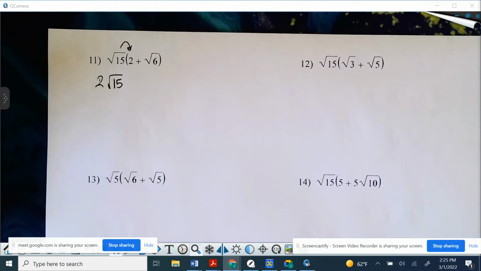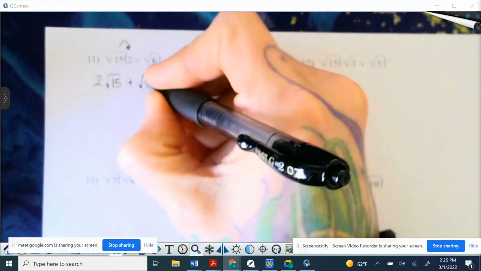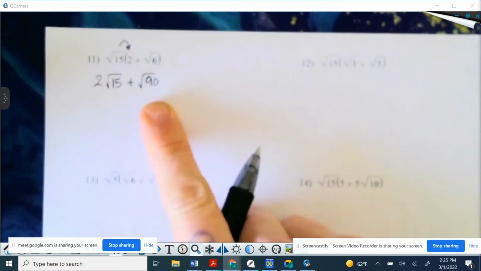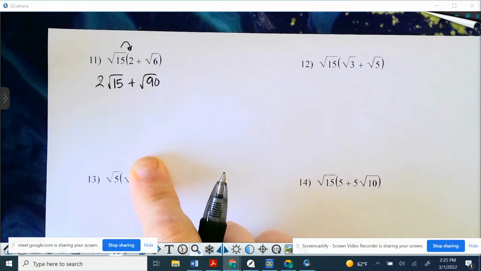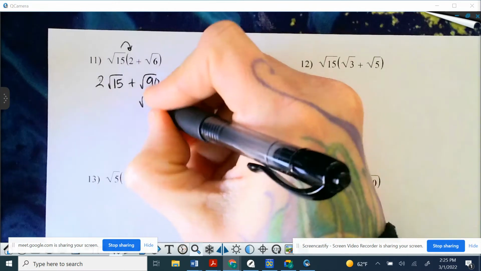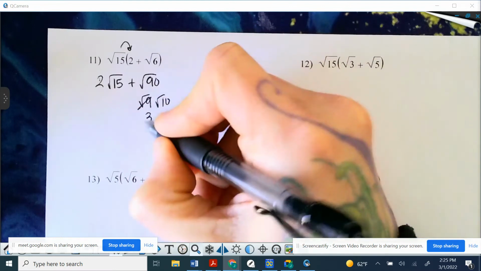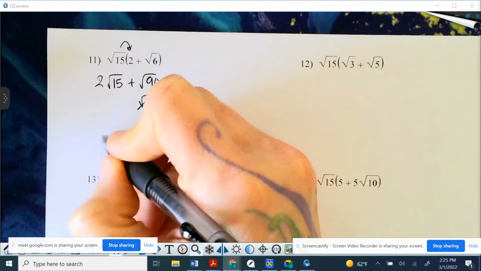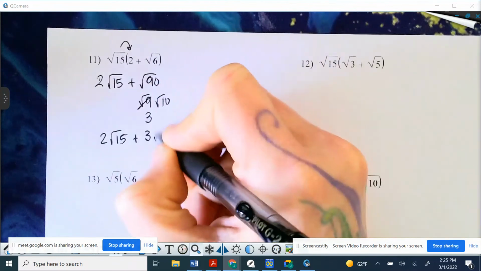And then square root of 15 times 6. So 15 times 6 gives you the square root of 90. So it's plus the square root of 90. That one can be broken down some. So if I do 9 times the square root of 10, because 9 is another perfect root, this is going to turn to a positive 3. So our final answer for this one is 2 square roots of 15 plus 3 times the square root of 10.